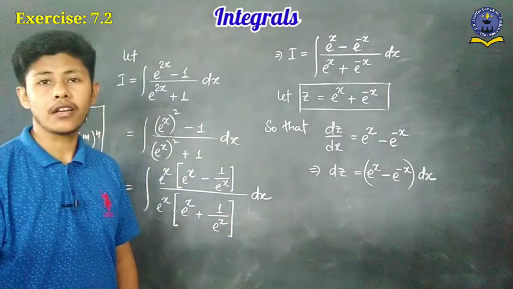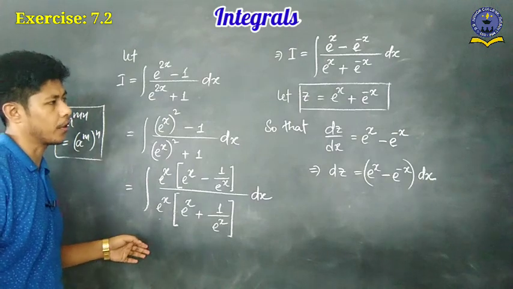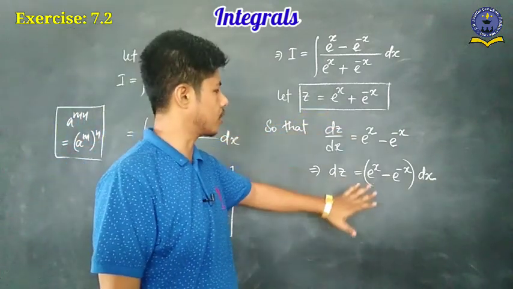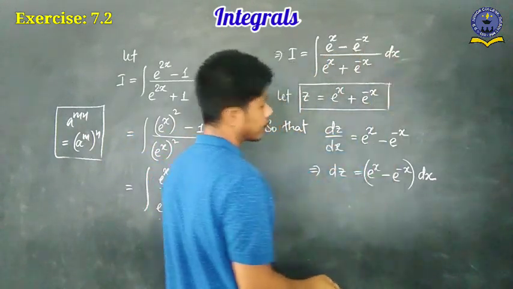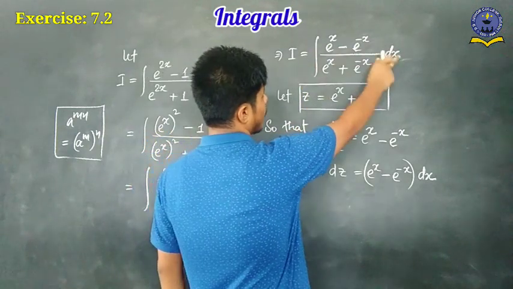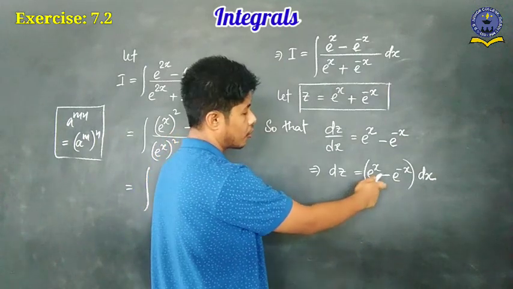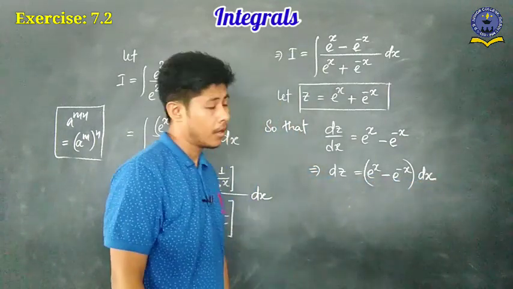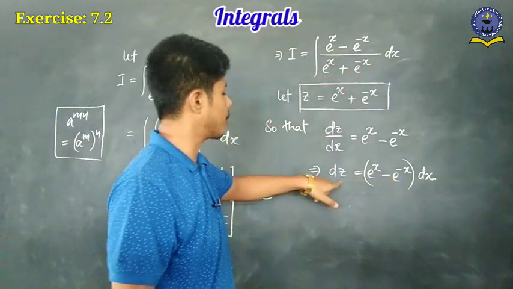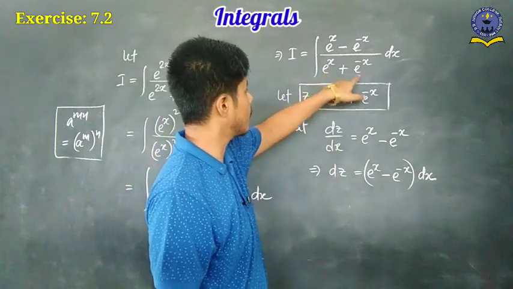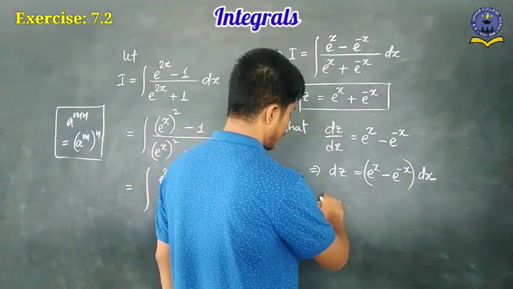I think all of you understood this one now. So these steps we have to do. That's why this question is very important. And now after substitution we get this result. So now you see here e to the power x minus e to the power minus x dx. If you see, this numerator part is e to the power x minus e to the power minus x dx. So in place of this numerator part, what can we write? Dz, and this denominator part equal to what? Z.